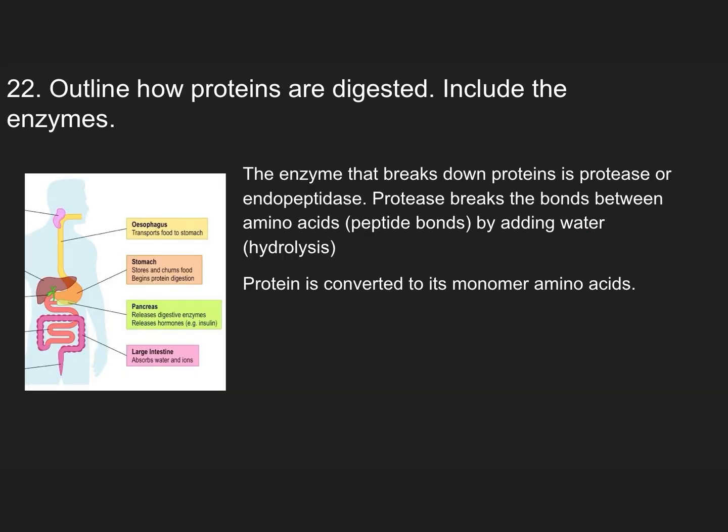All right, let's outline how proteins are digested. We'll include the enzymes. The enzyme that breaks down proteins is called protease. Another name for it is endopeptidase. If it ends in ASE, it is an enzyme. Protease breaks down the bonds between amino acids, called peptide bonds, by adding water. That's hydrolysis. And then protein is converted to its monomer, amino acids.